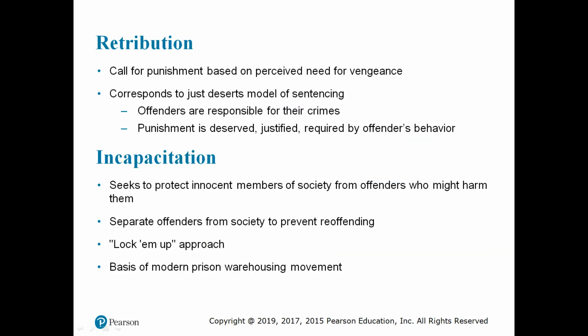So first is retribution. Basically, this is an eye for an eye, tooth for tooth, as stated in the Bible, and it's the oldest known type of sanction or sentence. And it's basically a type of vengeance that is put upon somebody. And again, it's the just deserts model of sentencing. They're responsible for their crimes. Their punishment is deserved and justified and required.